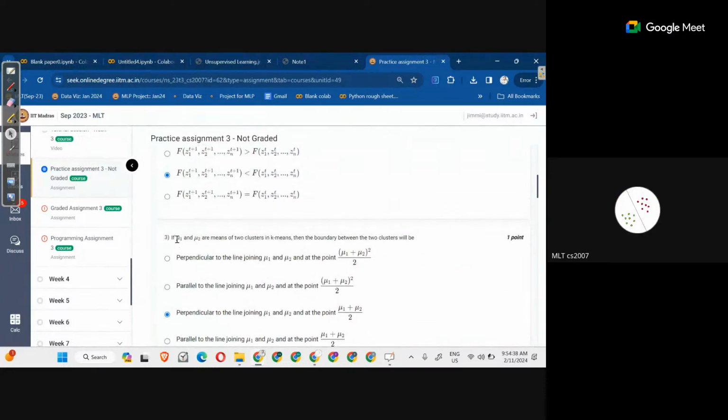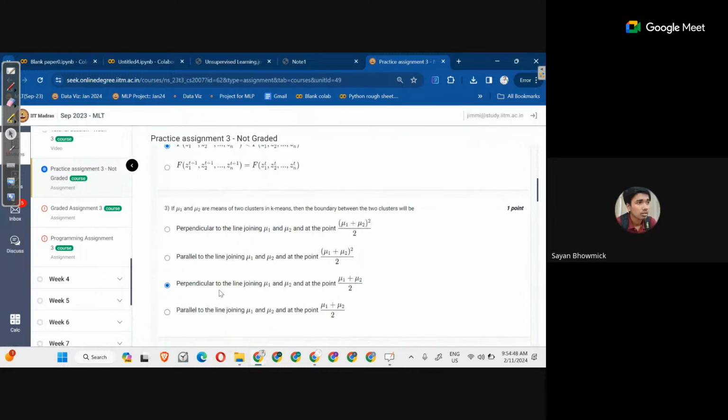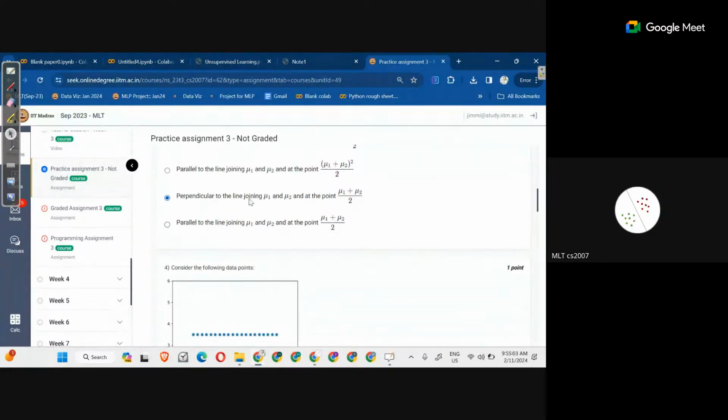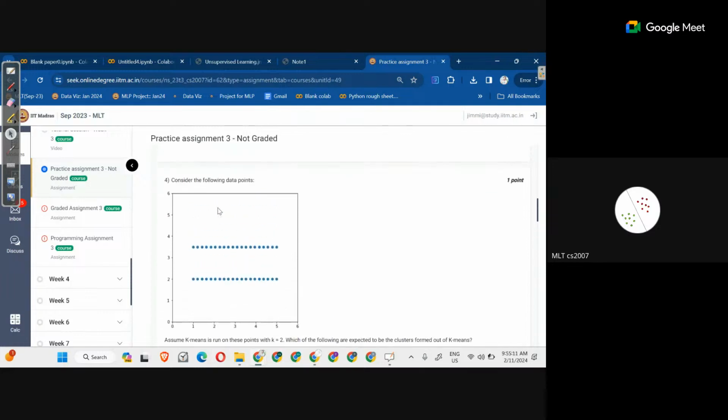The third question said, if mu1 and mu2 are means of two clusters in K-means, then the boundary between the two clusters will be perpendicular to the line joining mu1 and mu2, and at the point (mu1 plus mu2) by 2. And this is what will form the Voronoi region. I am just going fast; if anyone has any doubt, they can stop me at that point.